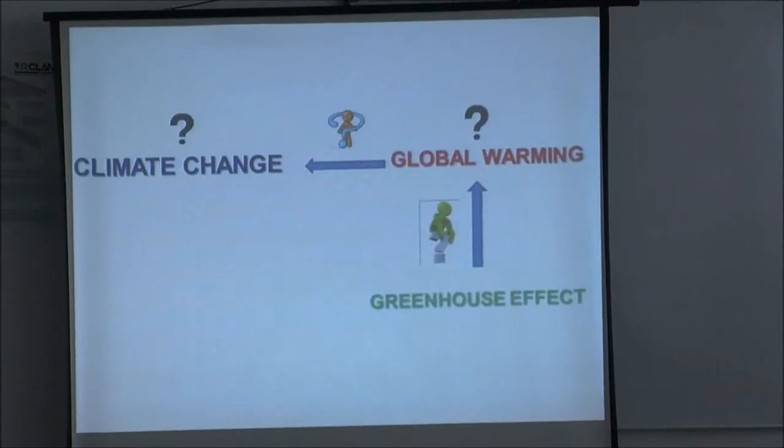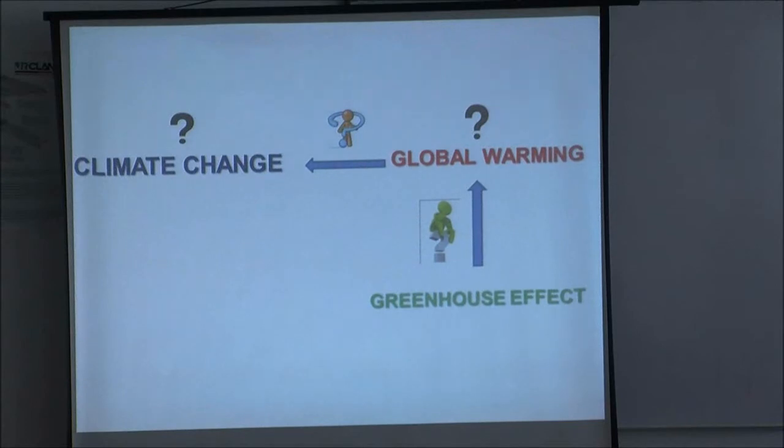Go on, Derek. Okay, so the argument is that the greenhouse effect is causing global warming, and global warming is causing climate change. The reality is that the only thing established here is the greenhouse effect. Global warming has not been established beyond a shadow of a doubt as real, and neither has climate change, and hence you have the question marks over it.